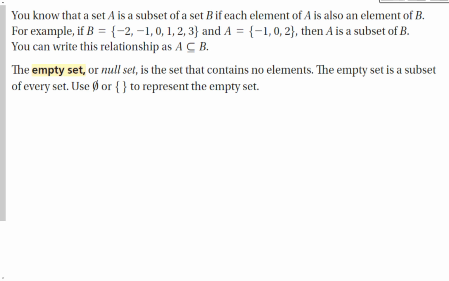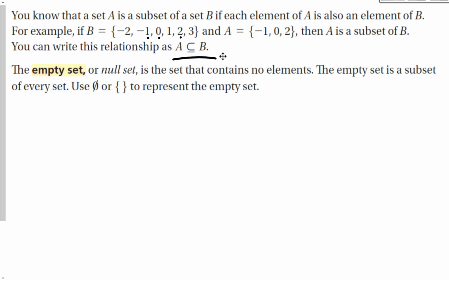Okay, so we know that a set A is a subset of set B if each element of A is also an element of B. For example, if B is negative 2, negative 1, 0, 1, 2, 3, and A is negative 2, negative 1, 0, 2, because all of A is in B, we can say that A is a subset of B. And the symbol for that is this. Okay, subset.